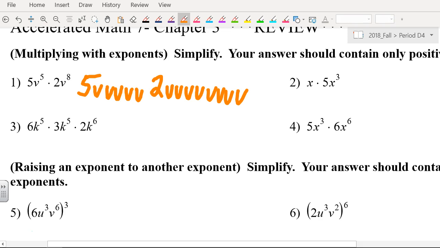Good. Okay. Now, we know from the commutative property of multiplication that the order doesn't matter, right? Yes. So therefore, we can change this 2 over here. And 2 times 5 is? 10. And how many v's do we have? We have 8. V to the 8th power. No, 5 and 8 which makes? 13. Right, so total 13.